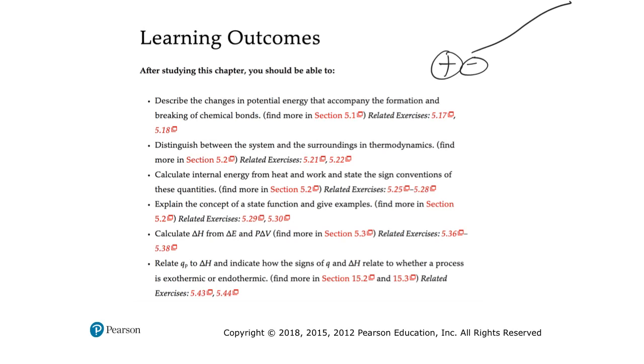So we can relate the heat change at constant pressure to delta H and indicate how the signs go for these two values to predict exothermic versus endothermic. So like a negative Q for a reaction is an exothermic reaction. The reaction releases enthalpy or heat. And for delta H positive, the reaction is absorbing heat as it occurs.